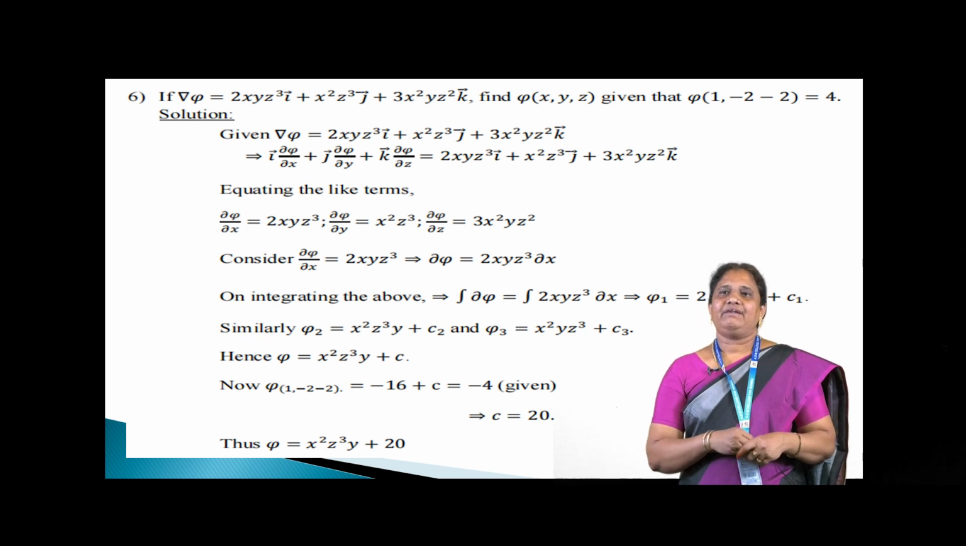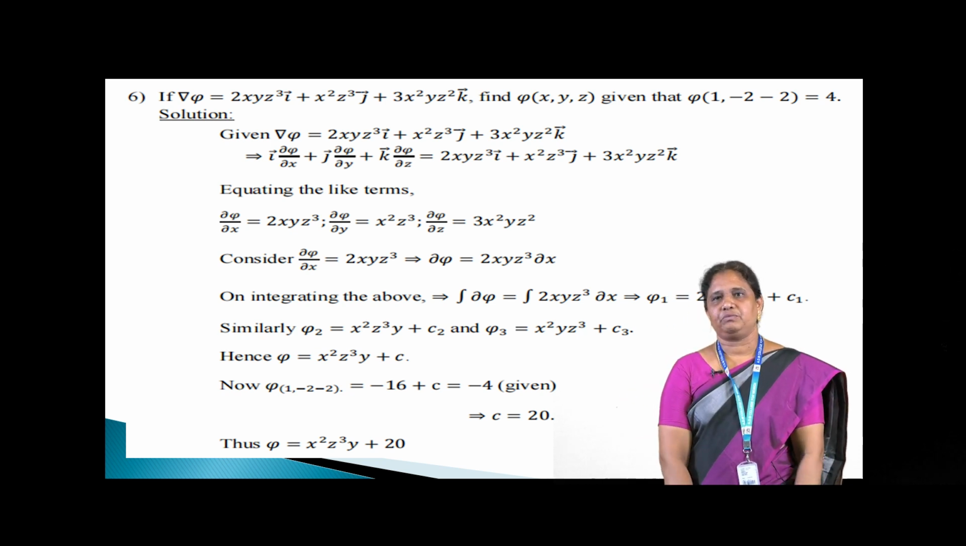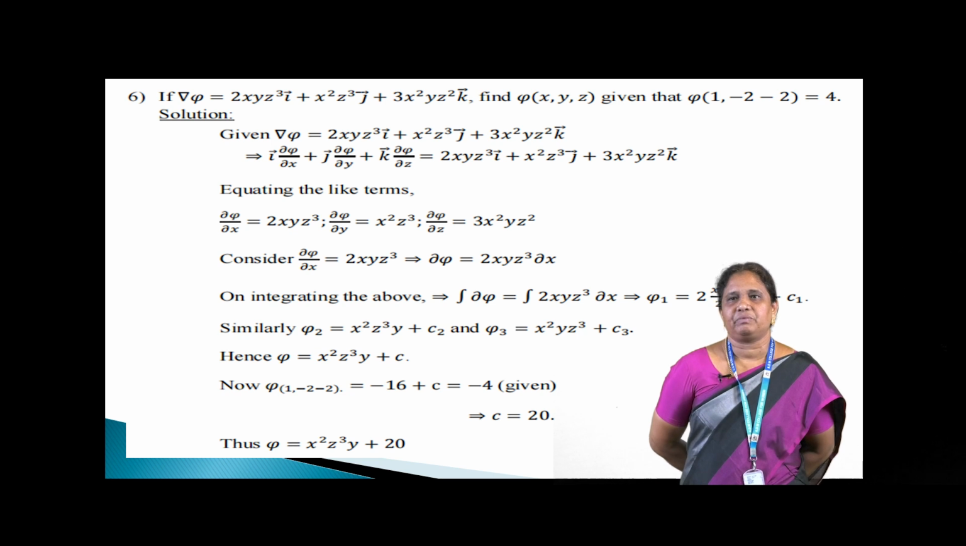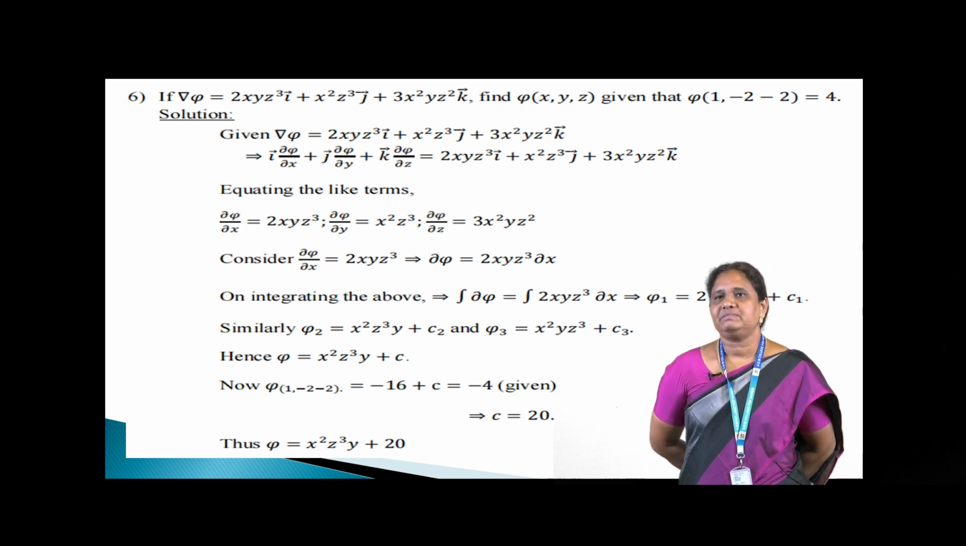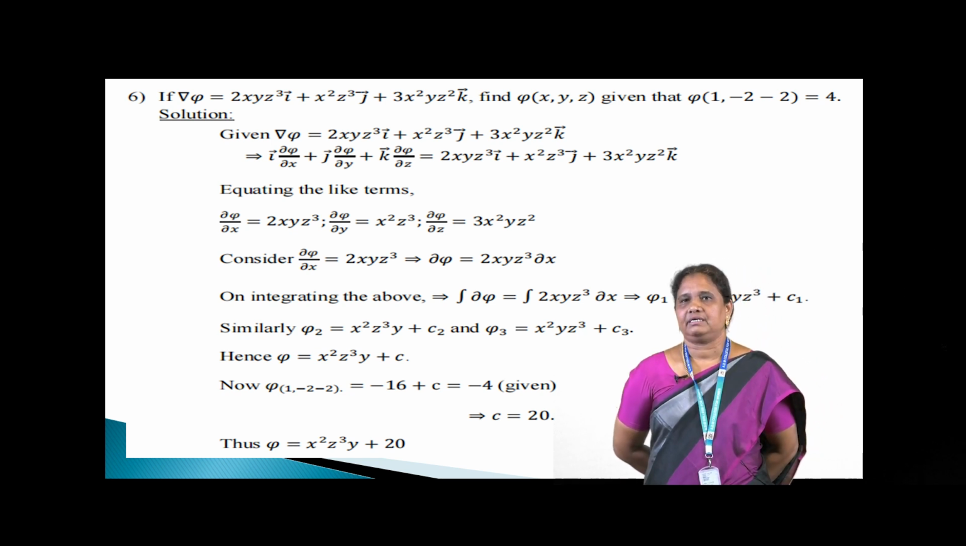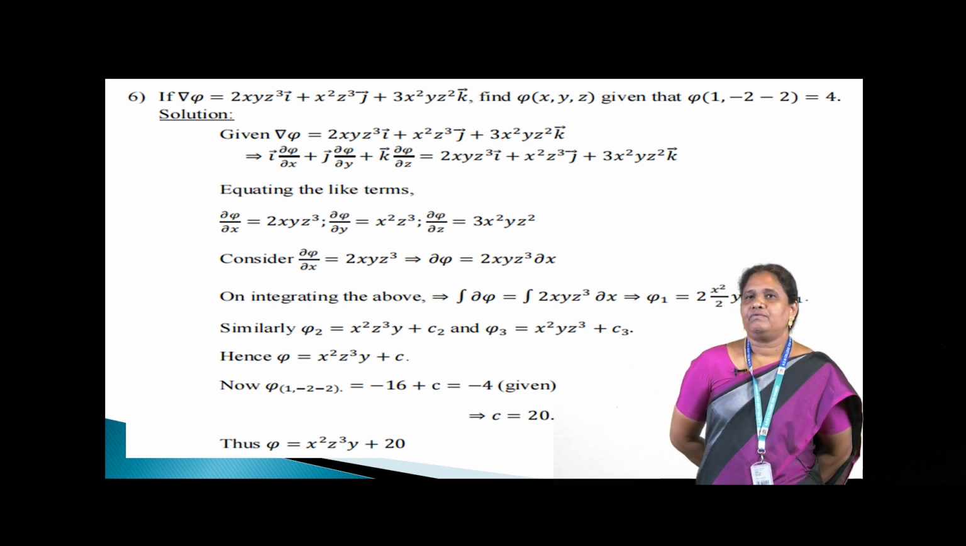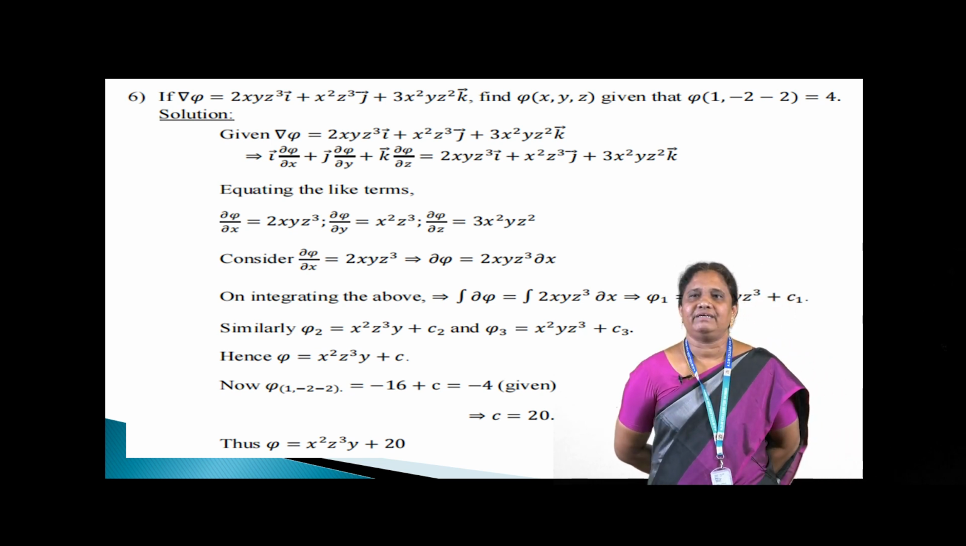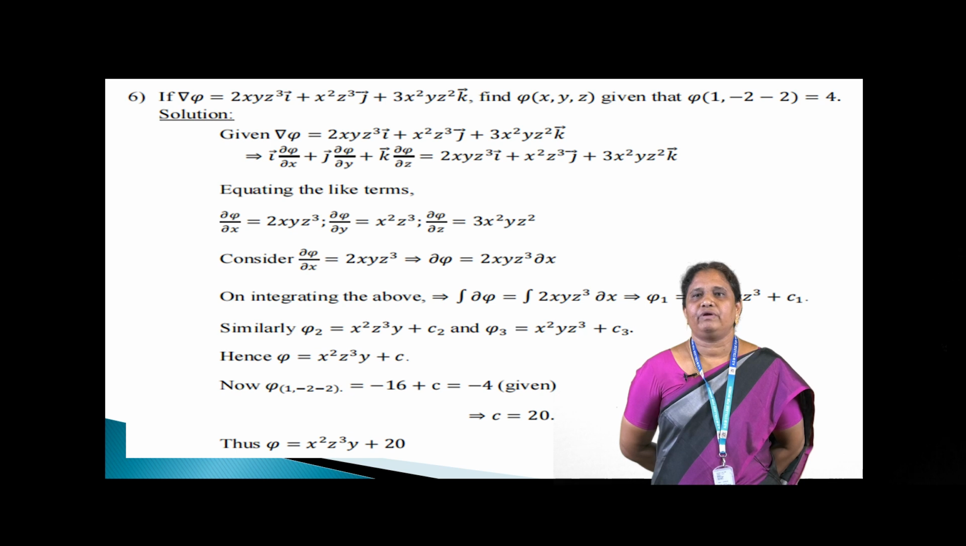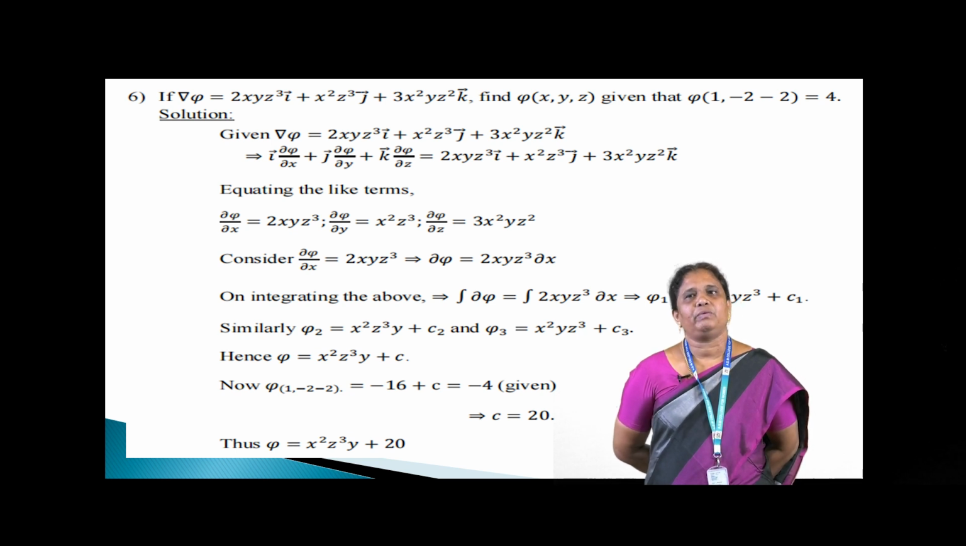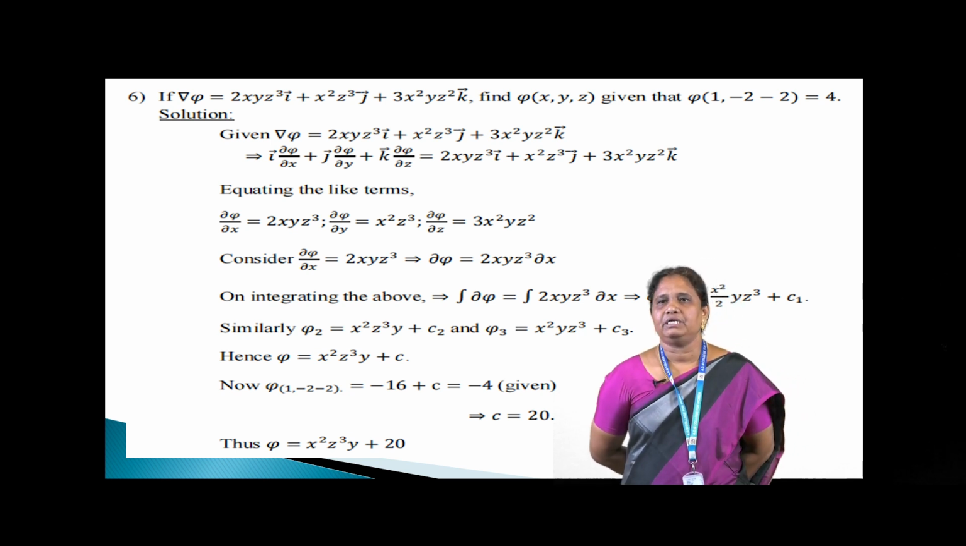So, given del phi is equal to 2xyz cube i vector plus x square z cube j vector plus 3 times x square y z square k vector. Now, the formula for del phi we know, that is i vector dou phi by dou x plus j vector dou phi by dou y plus k vector dou phi by dou z.